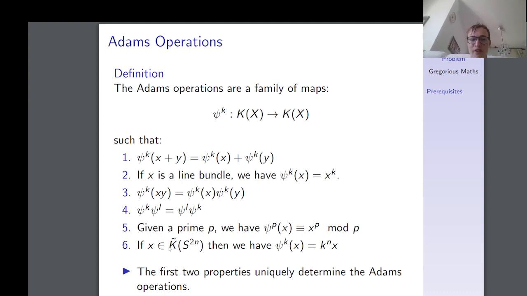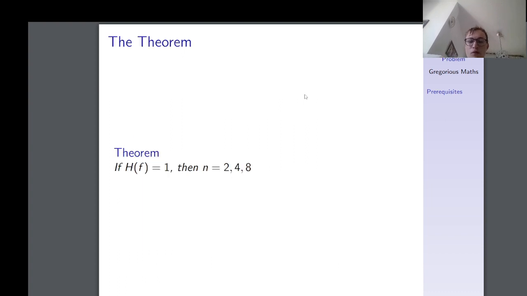And if x is in the reduced K-theory of the 2n sphere, then psi k acts as multiplication by k to the n. And this is actually a legitimate definition because the first two properties uniquely determine the Adams operations. And again, I think there's an explicit definition in terms of exterior powers or something, but these are the properties that we'll need for our proof.